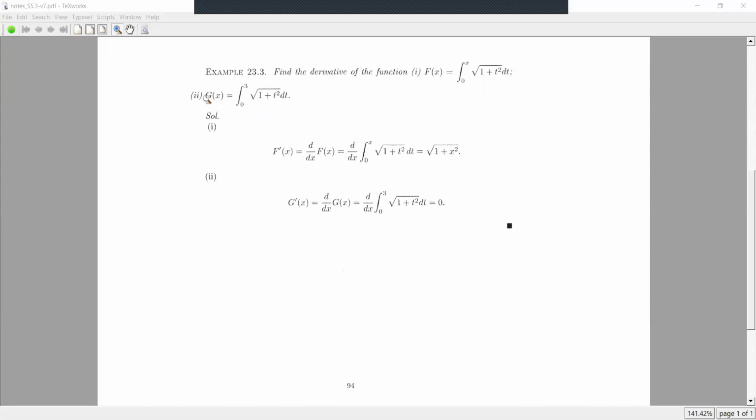Now, we compute the derivative of g. The derivative of g is the derivative of this integral. This integral is the net area of the region between 0 and 3. Actually, this is a constant. It doesn't depend on any variable. It doesn't depend on x. It is a constant. So the derivative of a constant is 0. So the answer for the derivative of g is 0.